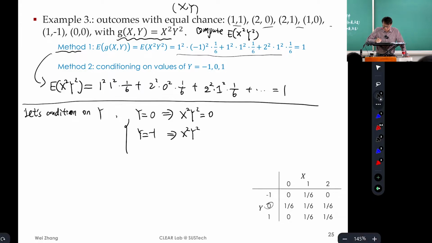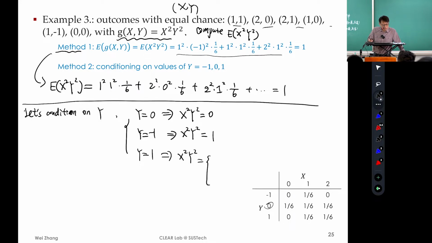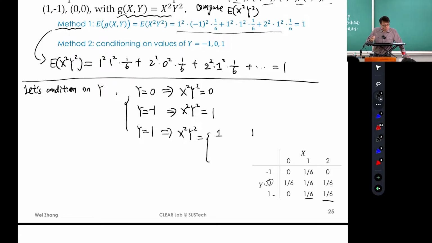So in this case, x squared y squared equals just 1, right? Does it take multiple values? If y is -1, then x is fixed, so x squared and y squared multiplied together is also fixed. That's one value. Another case: what about y equal to 1? Then x squared and y squared, what are the cases? The first one is the value 1, because when y is 1, x can take these two values.